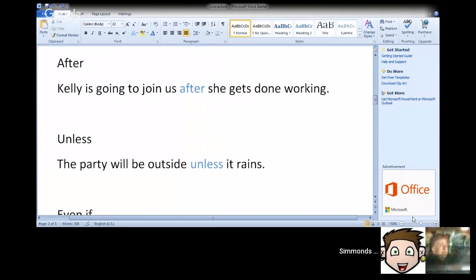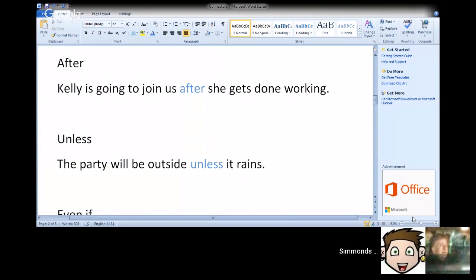Okay, yes. All right, well, this is, I would say, upper intermediate level for conditionals. I know unless, the word unless, but I didn't know that it is a conditional. Yeah.